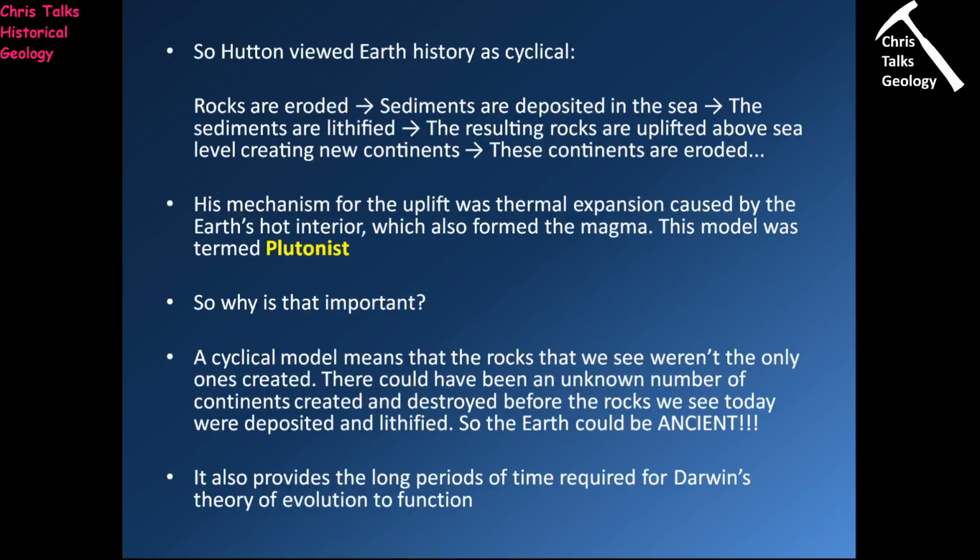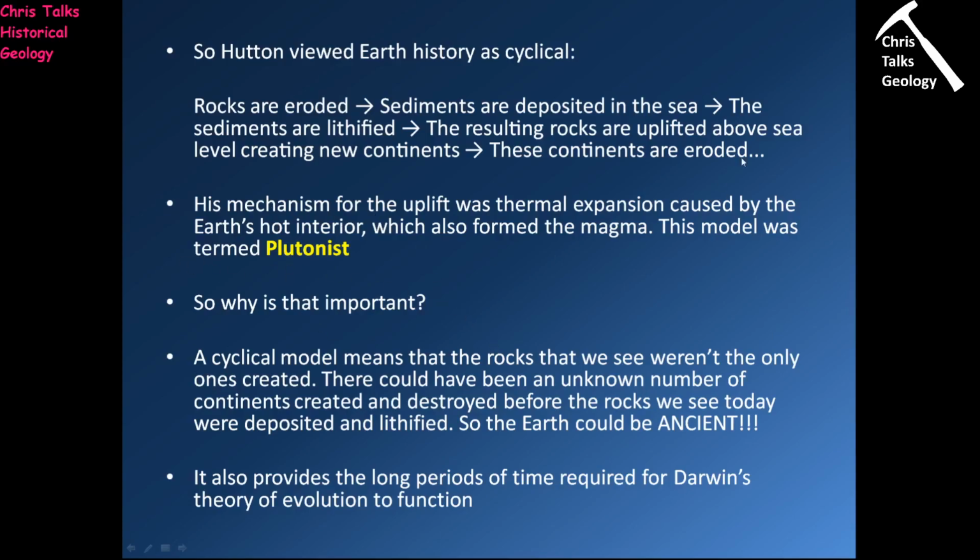So what Hutton was doing is he was viewing the Earth as a cycle. So it's a cyclical system. So in his model, rocks are eroded, producing sediments that are deposited in the sea. The sediments are then lithified. The resulting rocks are uplifted above sea level, creating new continents. These continents are eroded, producing new sediment, and the cycle begins again. So as I was just discussing, his model for this uplift was driven by the mantle underneath the crust being hot and pushing the crust up. So this model was termed Plutonist.